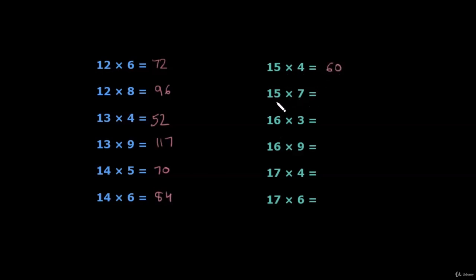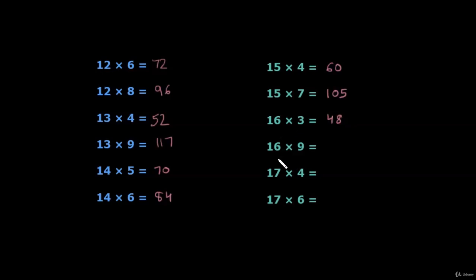7 times 10 is 70. 7 times 5 is 35. And we can split this 35 to 30 plus 5. So 70 plus 30 plus 5. That is 105. 3 times 10 is 30 and 3 times 6 is 18. 30 plus 18 becomes 48.